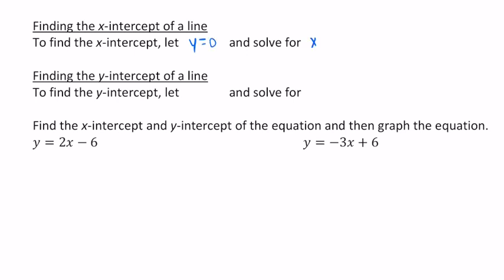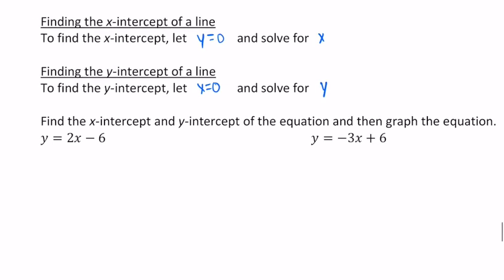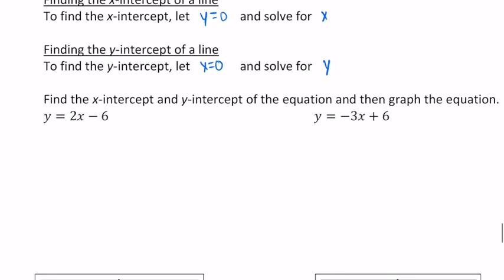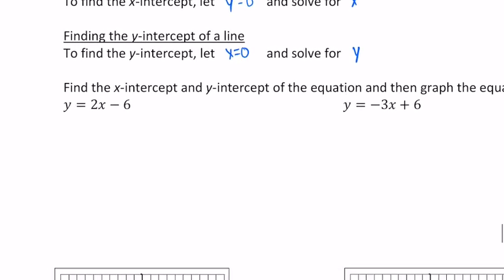In a similar way, to find a y-intercept of a line, every point on the y-axis, the x value, or the x-coordinate, is 0. So to find the y-intercept when you have an equation, you let x equal 0 and solve the equation for y. So suppose we have the equation y equals 2x minus 6, and our directions ask us to find the x-intercept and y-intercept of the equation and then graph the equation.